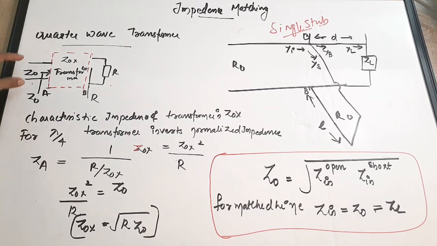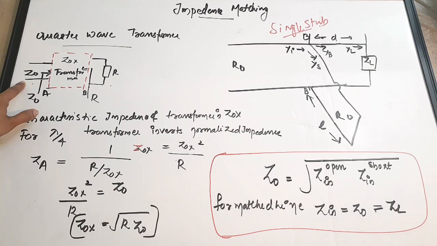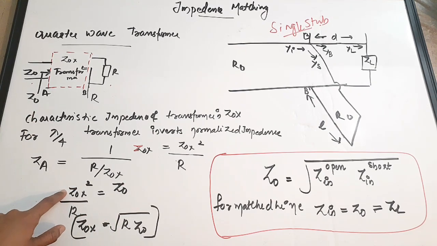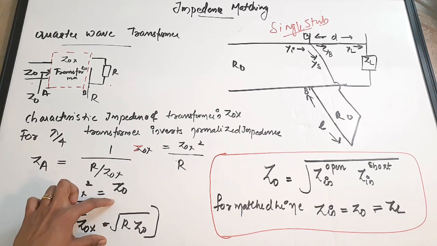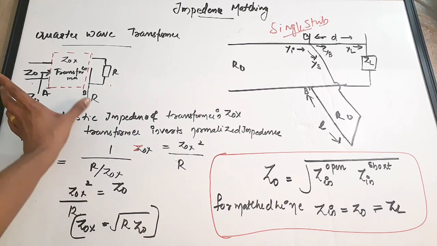Okay, so your ZOX squared by R should be equal to the characteristic impedance of the line. So equating these two, you will get ZOX squared by R is equal to Z0. From that you will get ZOX, the characteristic impedance of the line, is equal to square root of R Z0. So while selecting a quarter wave transformer, you have to set its characteristic impedance equal to square root of R Z0 in order to have impedance matching.